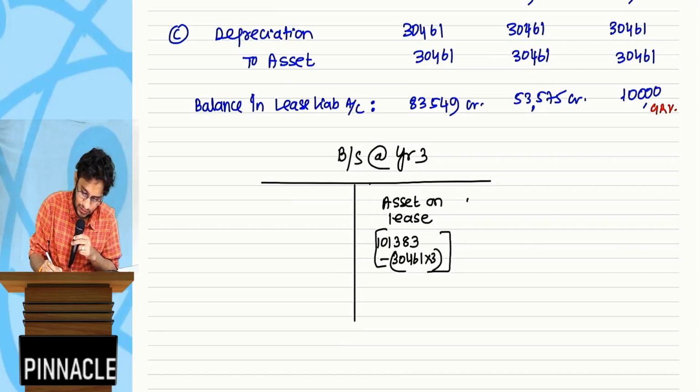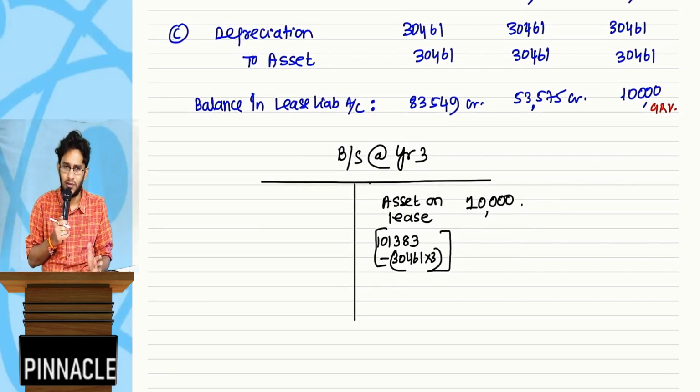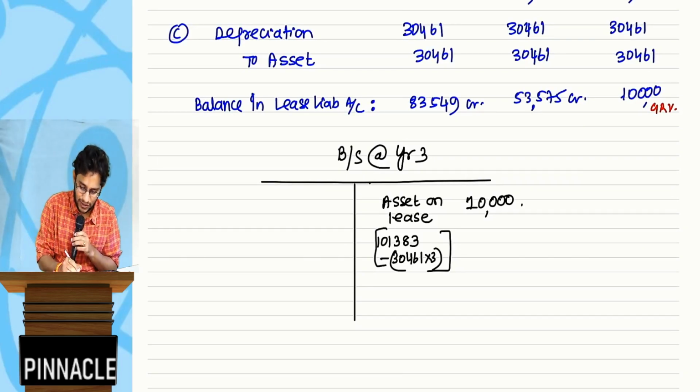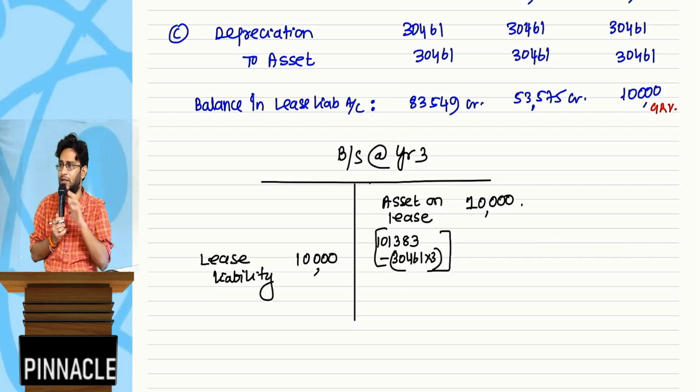So your asset balance should be exactly equal to 10,000. What is that 10,000? It is nothing but the GRV. You factored the GRV into depreciation? No, that portion is not depreciated. It will stay at 10,000. Coincidentally, your lease liability amount also appears at 10,000. That's nothing but your GRV amount.